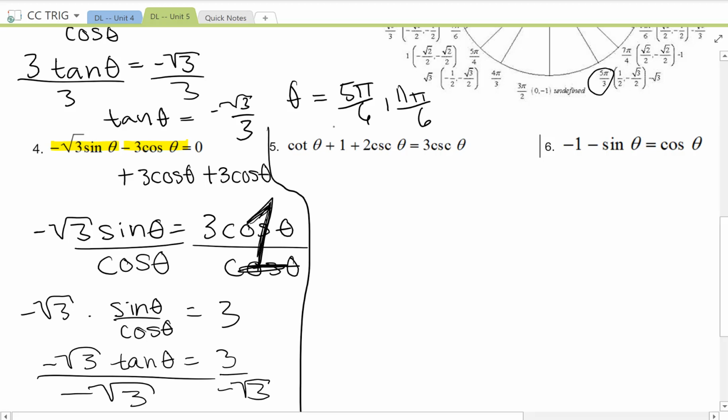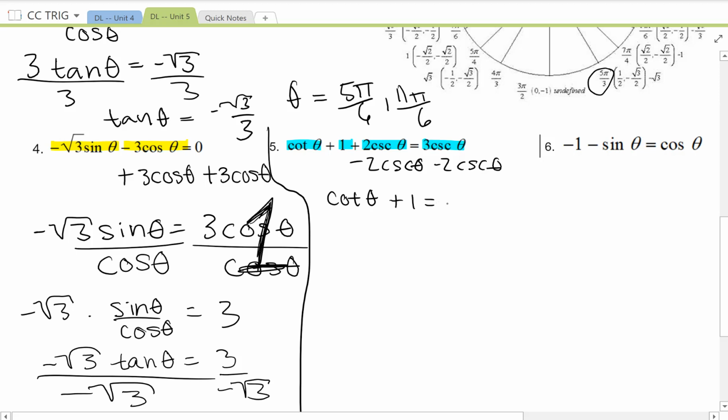So right now, what do we have? A cotangent theta, a 1, a 2 cosecant theta, and a 3 cosecant theta. Okay, well at least I have some like terms. I can combine these, right? That will make it a little less complicated.